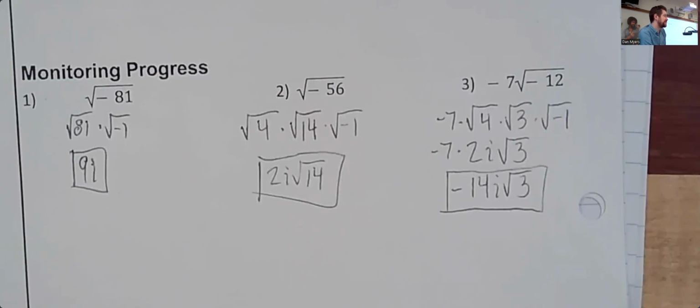Any questions on those? Which one, number two? So 256 has factors of 4 and 14. 4 square roots to 2, square root of 14 doesn't simplify, square root of negative 1 is i. So it'd be 2i root 14. So it's always the regular number, then the imaginary unit, then whatever's left over under the square root. So that's the order that we're going to write things in.